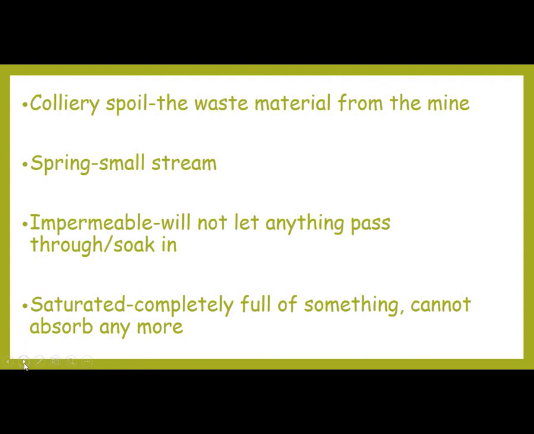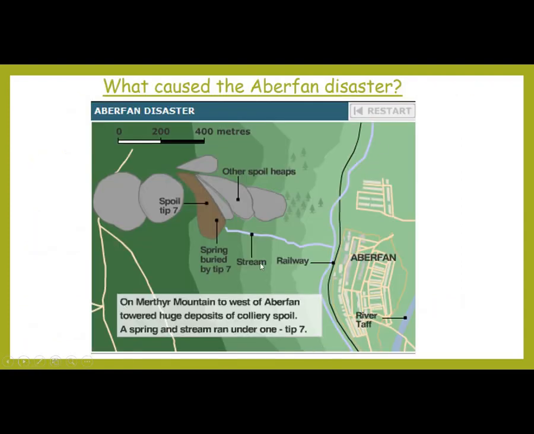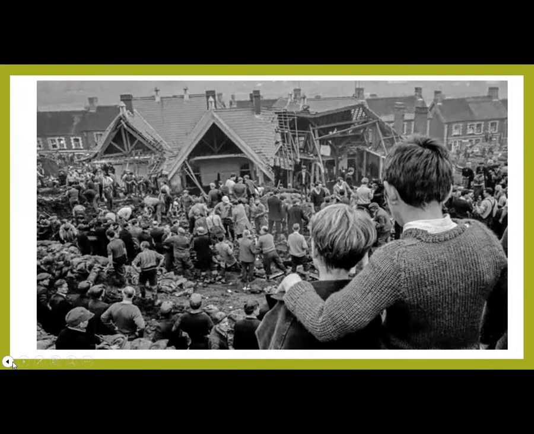Okay, so what we're going to do is create a storyboard to explain the causes of the Aberfan disaster. So I'm going to walk you through 6 stages of what happened, and you're then going to draw 6 diagrams or pictures with some little explanations in your own words to explain what caused the disaster. So this picture is taken from above. So that photo I showed you at the start, in fact, if I flick right back.